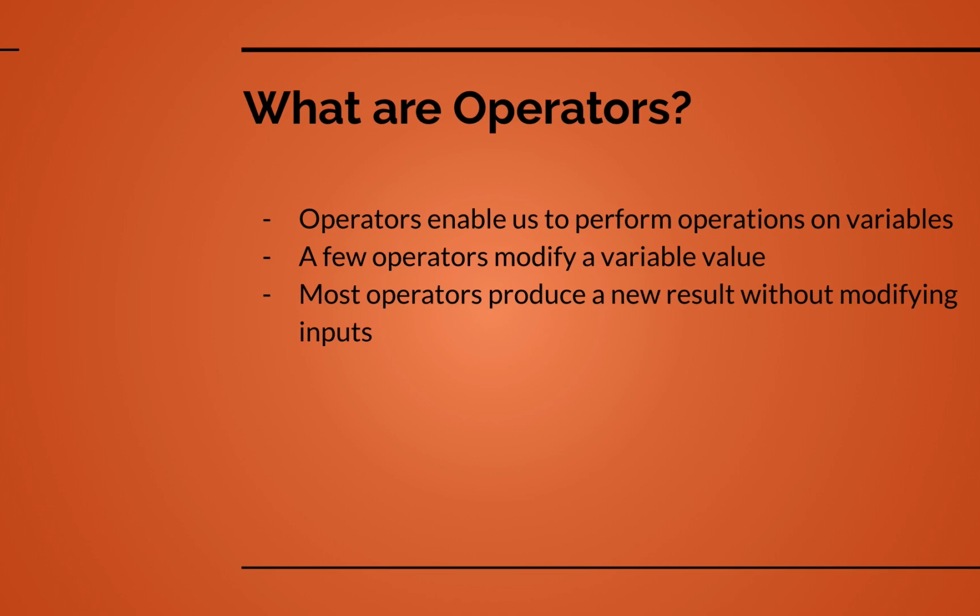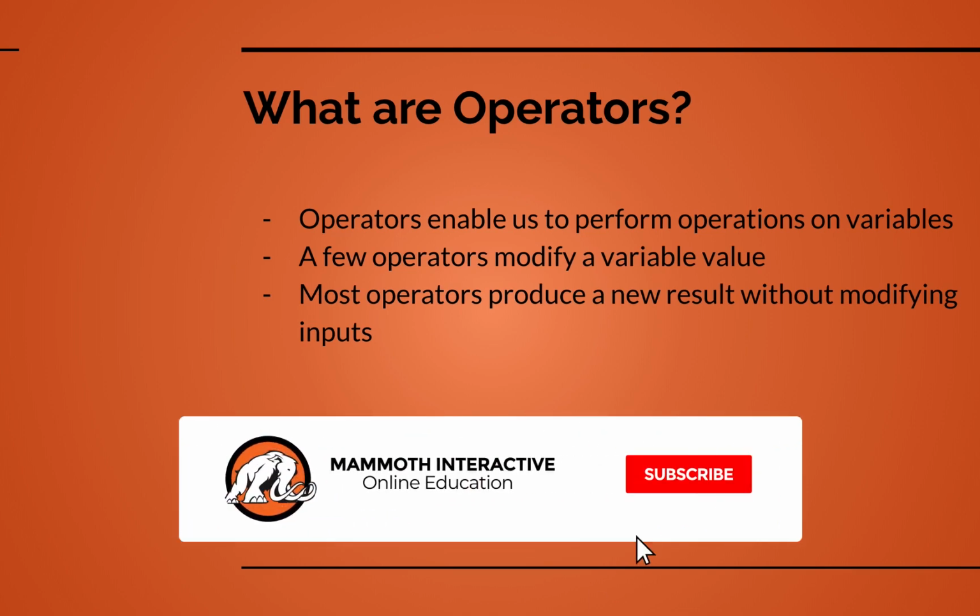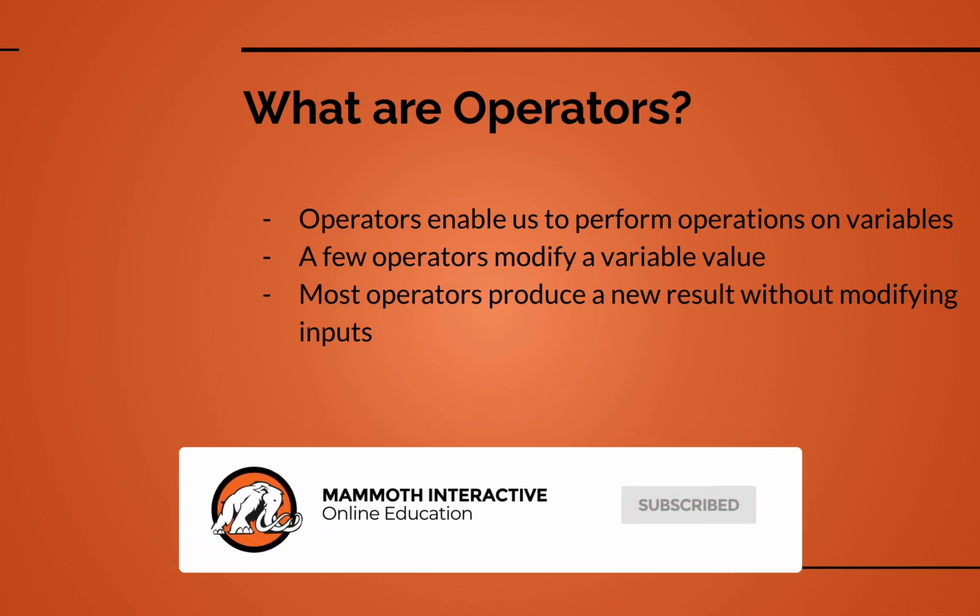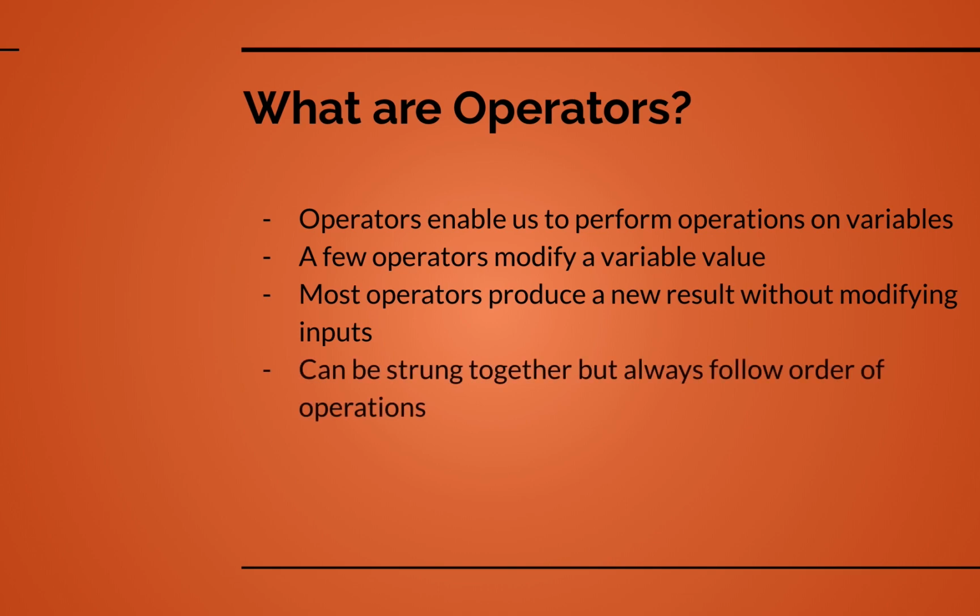So if you have a variable, just some integer, and I perform an operation, some of them will modify the original integer, some of them will just produce a new result, leaving the original variable untouched. Very important to know what does and doesn't occur there. Now, operators can generally be strung together, but they always follow the order of operations and then from left to right. Even so, it's probably good practice to put your operations in brackets if you want to clearly communicate to anyone reading your code, I want this first, then this, and so on and so forth.